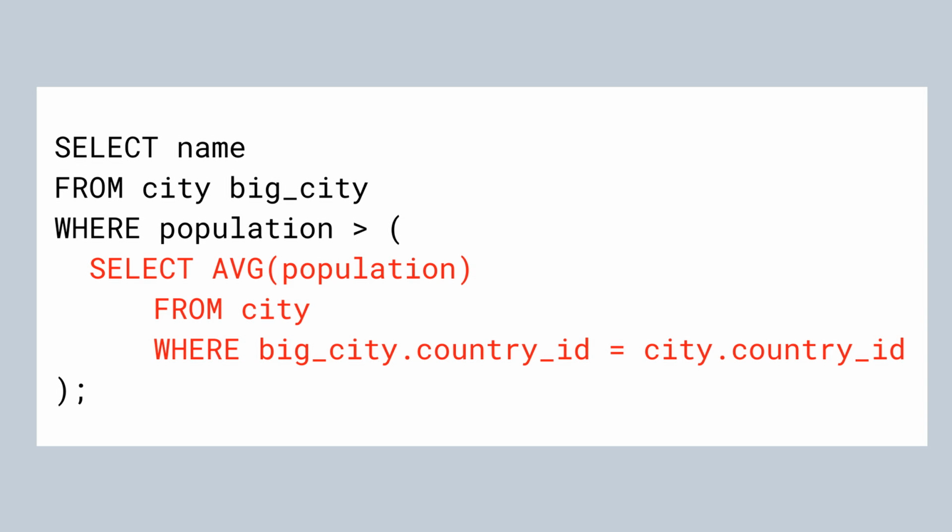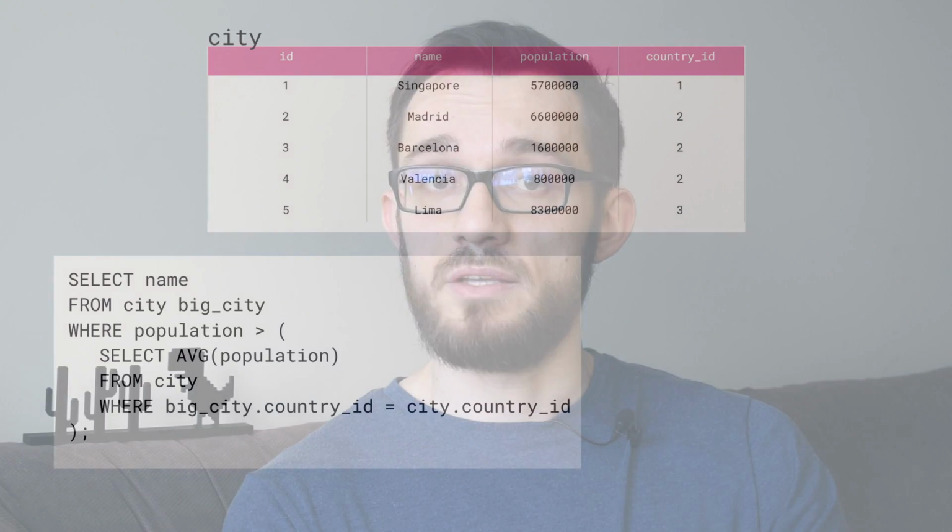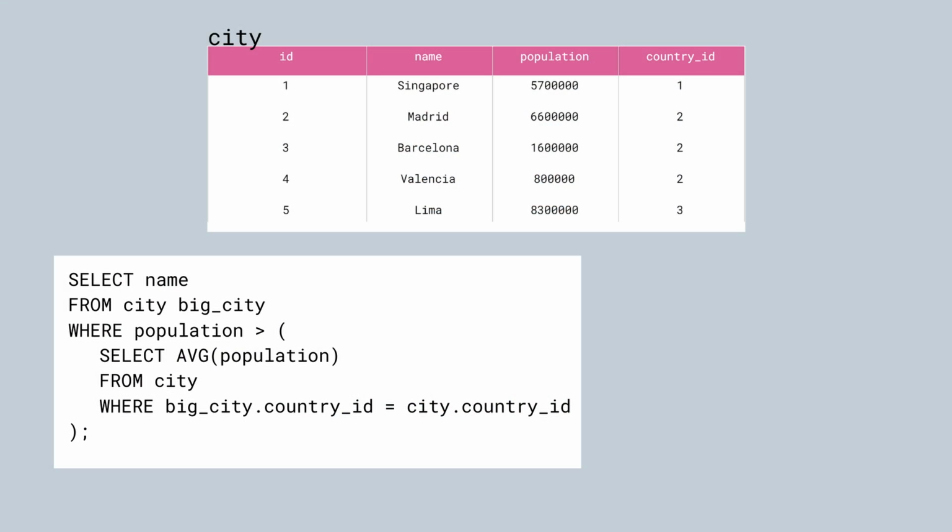Because the subquery uses the table city and the main query uses the table city too, we had to introduce a table alias to distinguish between these two in the where clause of the subquery. Without it, the database would think that we refer to the same thing twice. Now, if we run the query, we can see Madrid in the result. Excellent! Indeed, Madrid is bigger than the average city in Spain because it's essentially the biggest city in the country.